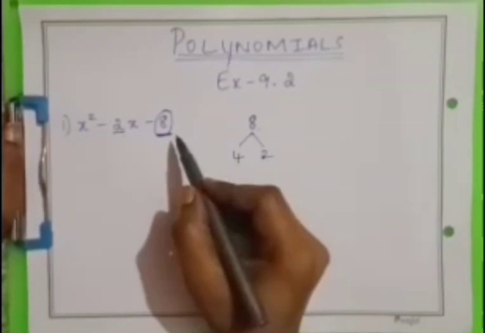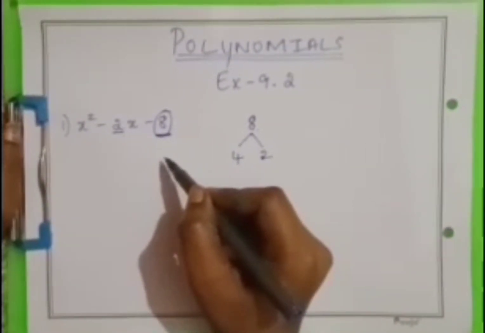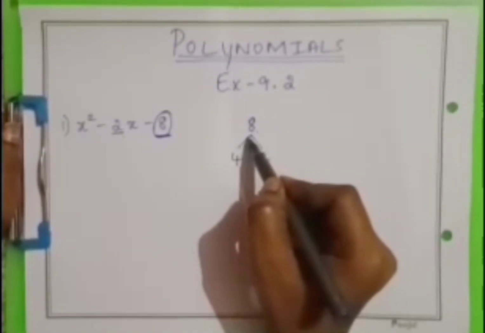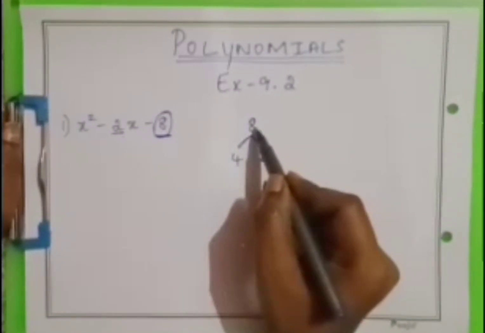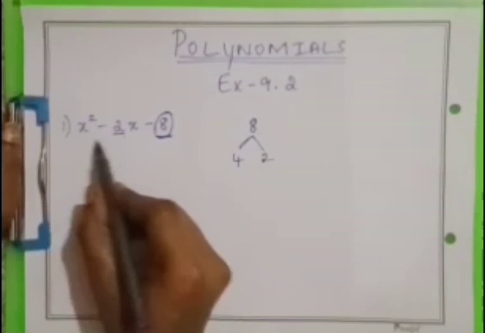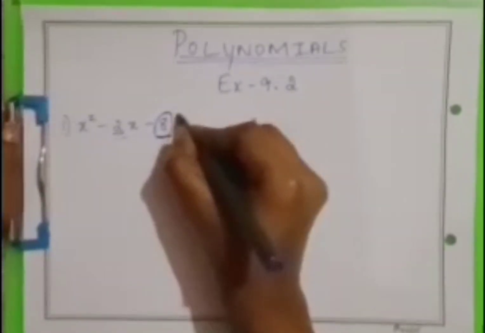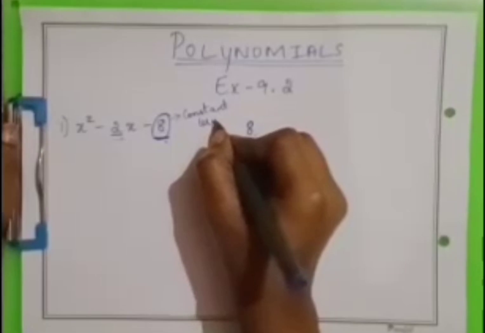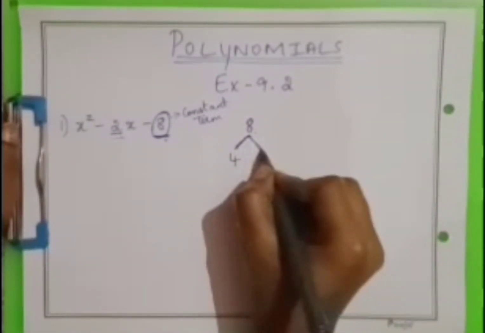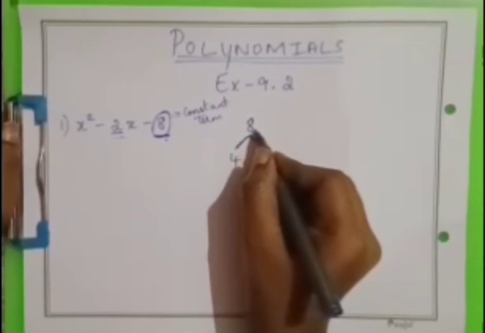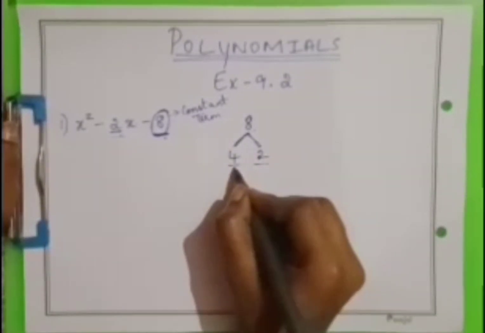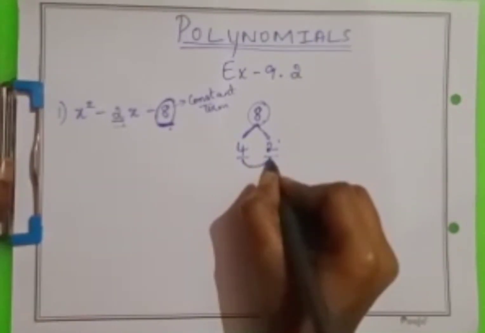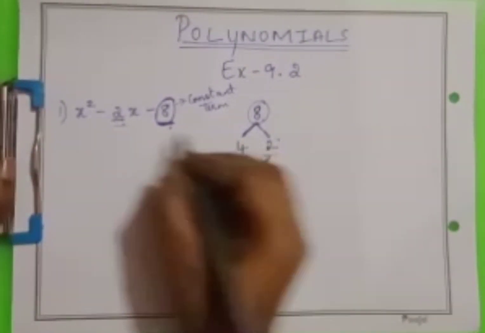So in order to carry out our factorization, we always have to take the last term, that is our constant term, and find out the multiples of the given constant term. In this quadratic equation, our constant term is 8, and the multiples of 8 are 4 and 2. When we multiply 4 and 2, we get 8. Whenever we add or subtract these two numbers, we are supposed to get the middle term.